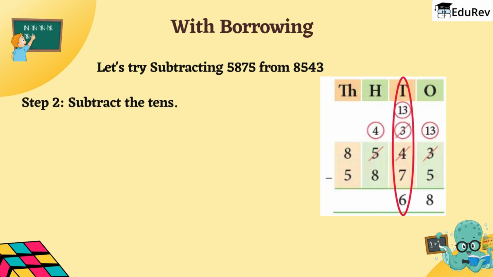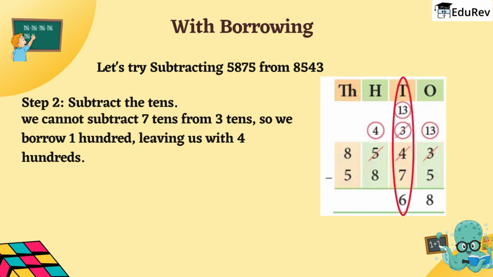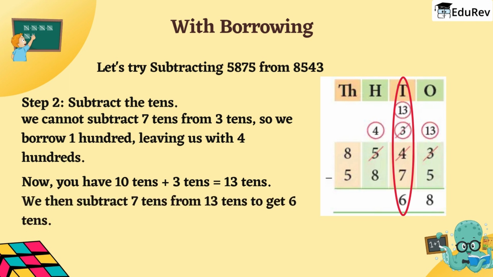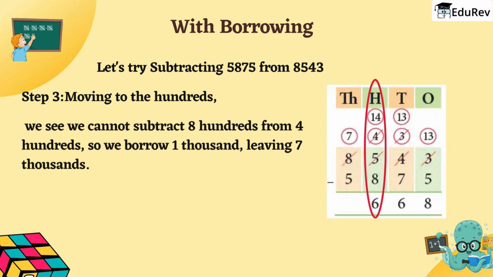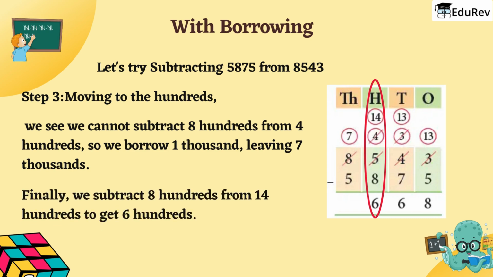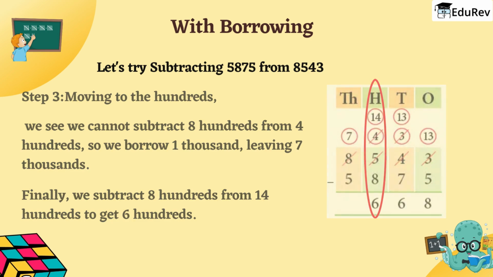Step 2. Subtract the tens. We cannot subtract 7 tens from 3 tens, so we borrow 100, leaving us with 4 hundreds. Now we have 10 tens plus the 3 tens, making 13 tens. We then subtract 7 tens from 13 tens to get 6 tens. Step 3. Moving to the hundreds, we see we cannot subtract 8 hundreds from 4 hundreds, so we borrow 1,000, leaving 7 thousands. Finally, we subtract 8 hundreds from 14 hundreds to get 6 hundreds.